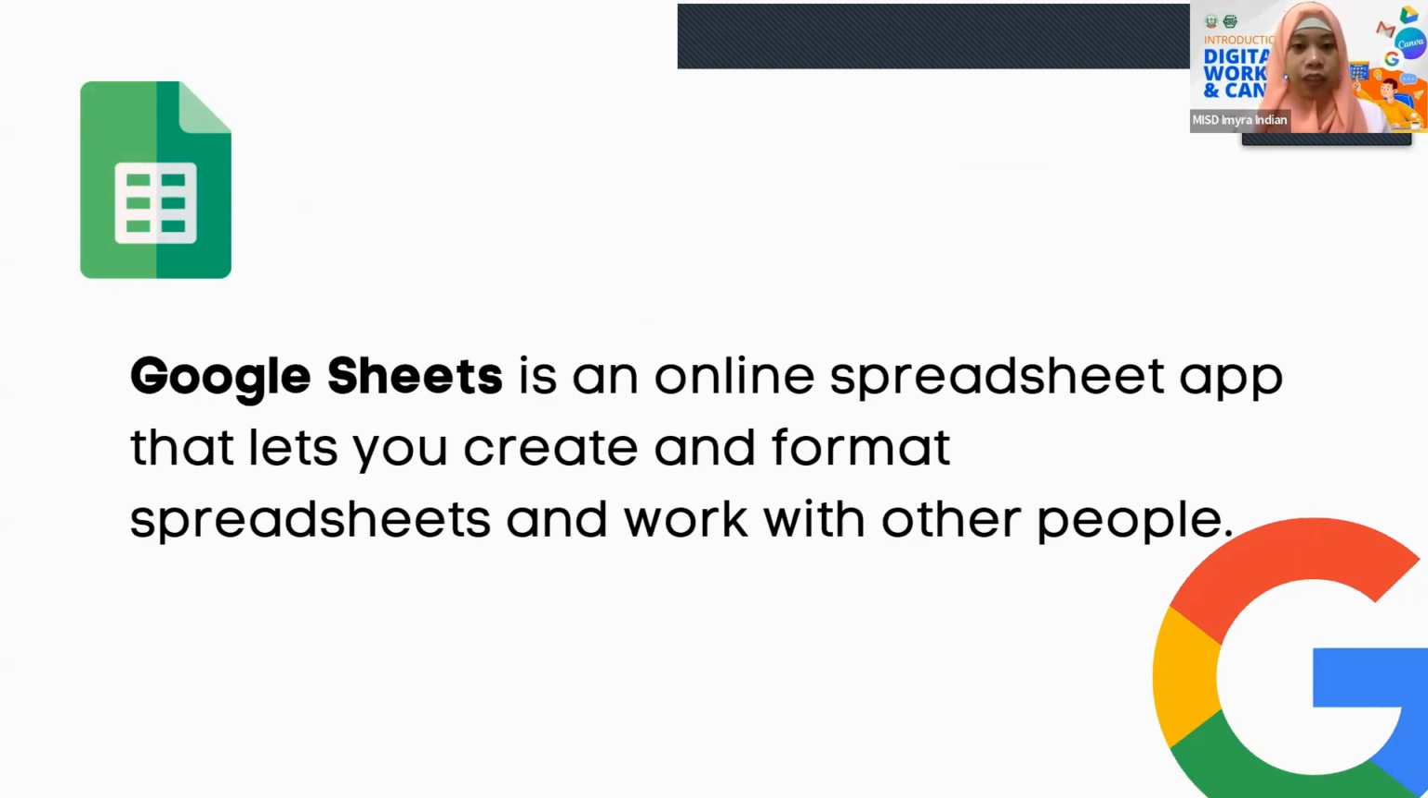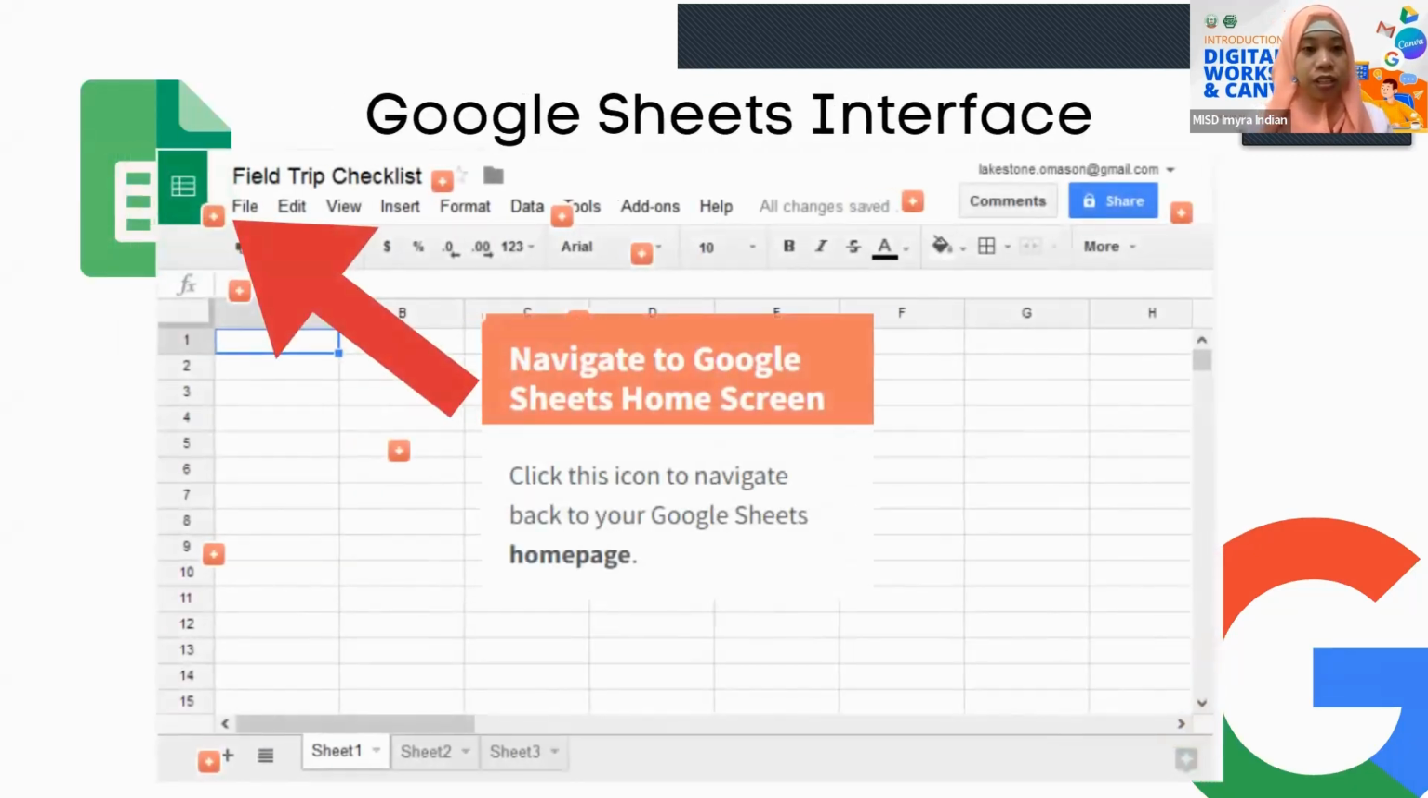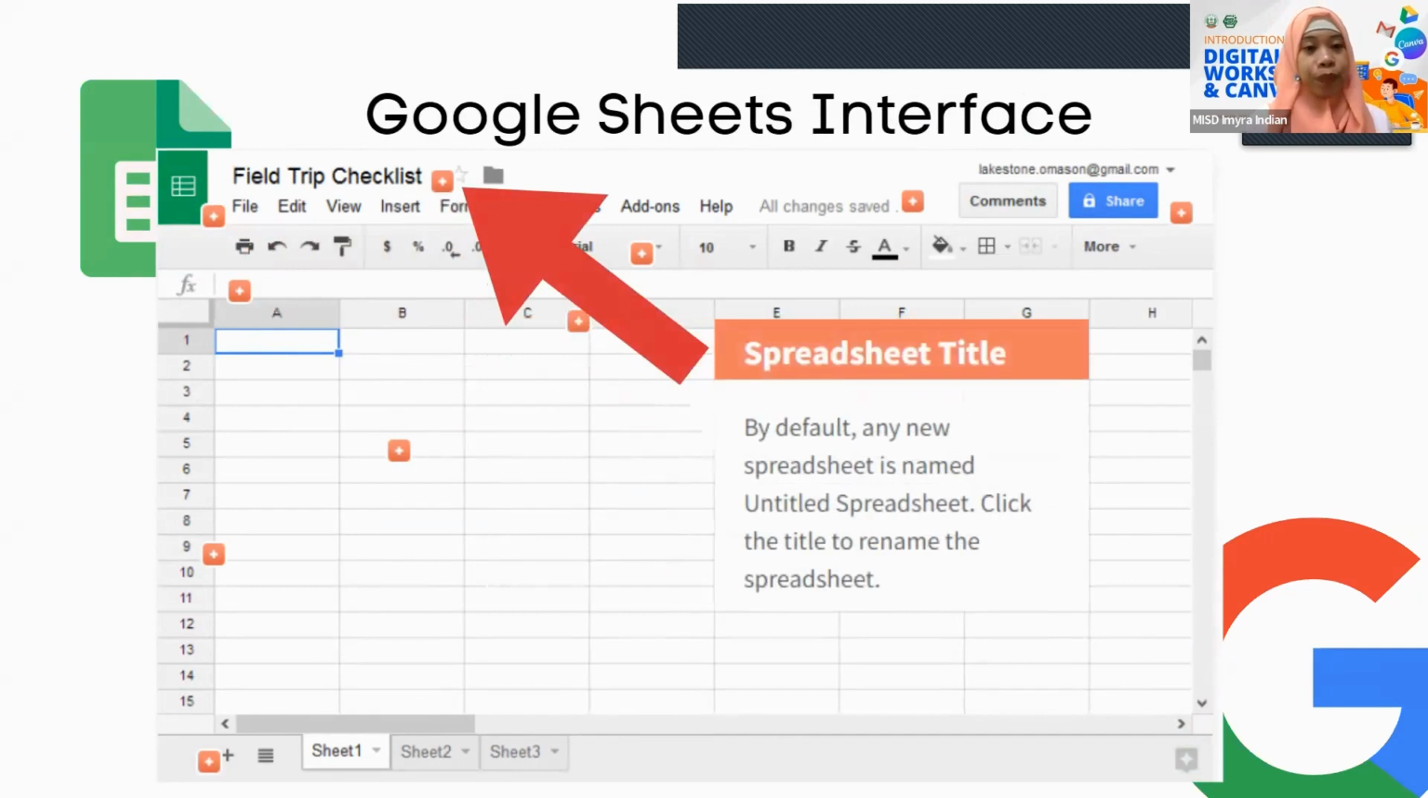So let's begin with the interface of the Google Sheets. So this is the interface of the Google Sheets. Kung mapansin niyo, it's very similar to the MS Excel. So the upper left part is the navigation to the Google Sheets home screen. The next is the spreadsheet title. So by default, kapag wala siyang title, it's untitled spreadsheet. It's the same with the Google Docs. So you can rename the file dito in real time.